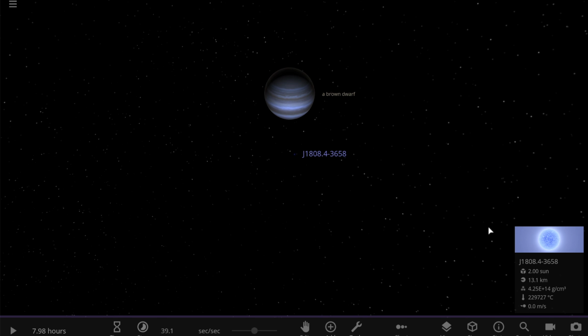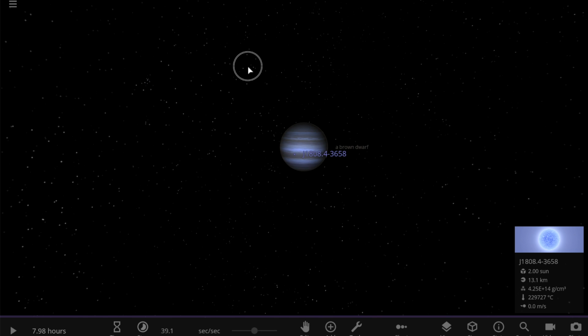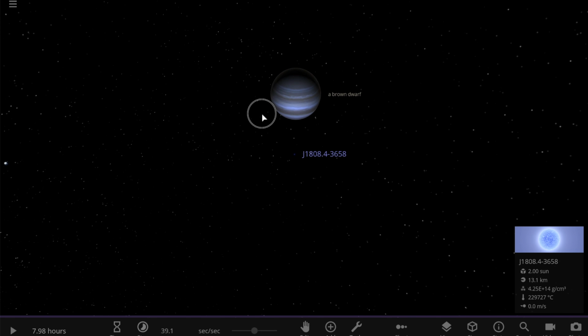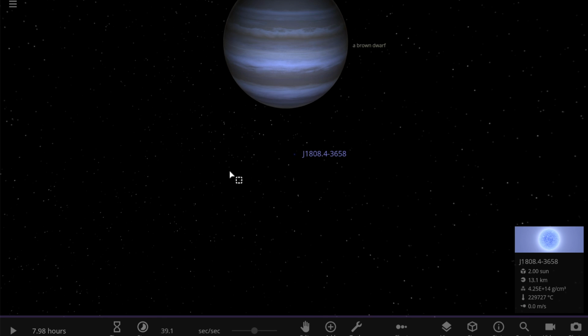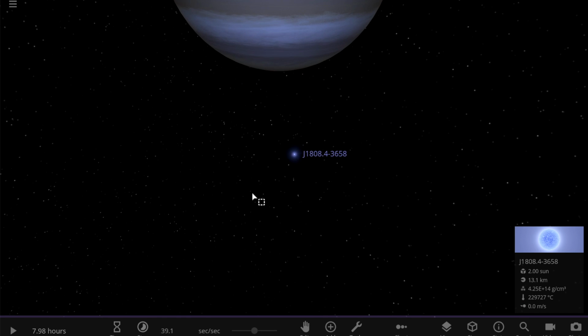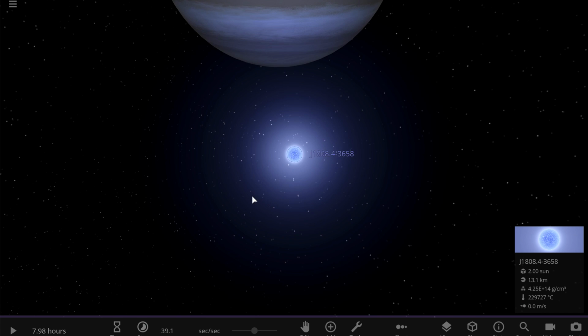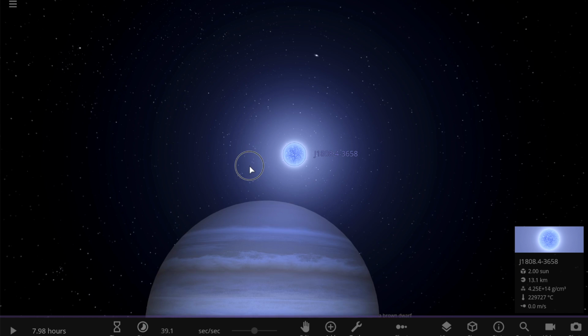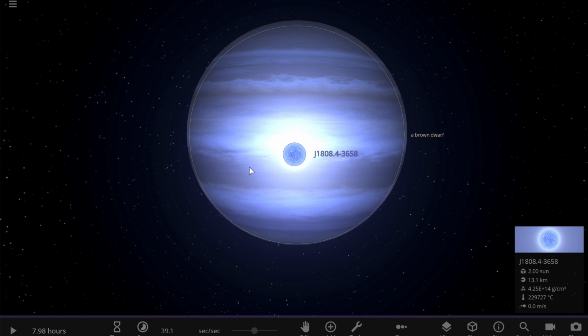Alright, so now we have basically what we want. We have a brown dwarf, as you can see right here, that is orbiting a pulsar named J1808.4-3658. Now, the official name is this, but I'm going to call it Rippy from now on. So Rippy is a binary system where a brown dwarf orbits a pulsar. This is a pulsar, a rapidly spinning neutron star.